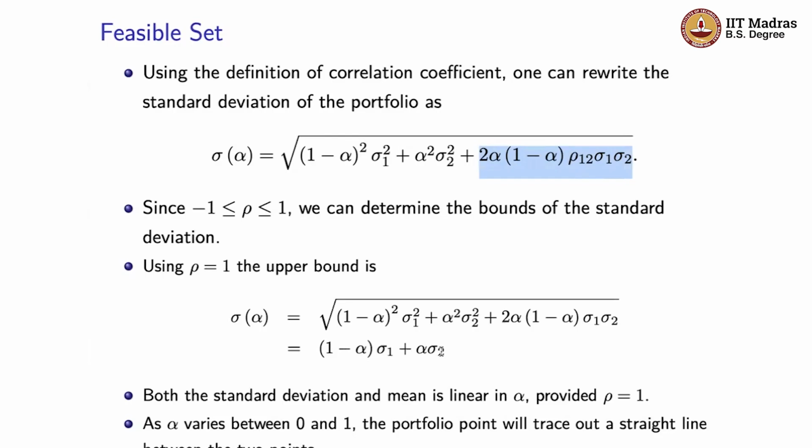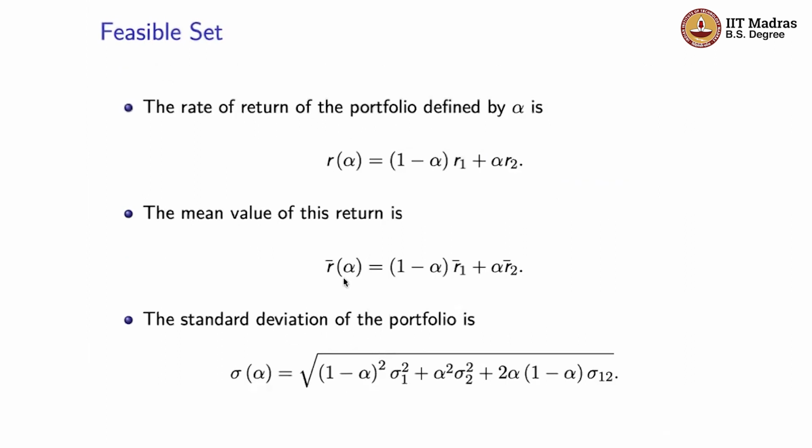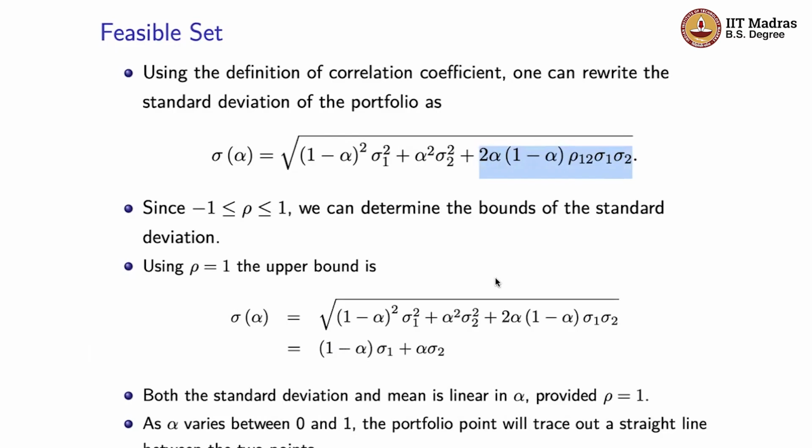So notice that in the case where you have rho equal to 1, the standard deviation is a linear function of alpha, and the mean is also a linear function of alpha. So you can actually eliminate alpha from both of these. And basically, you can also show that as alpha varies between 0 and 1, the portfolio is going to trace out a straight line between the 2 points. So we'll see a picture of how that looks in practice later on.